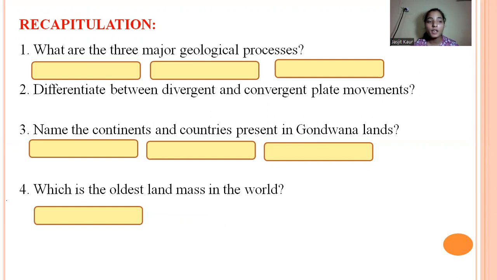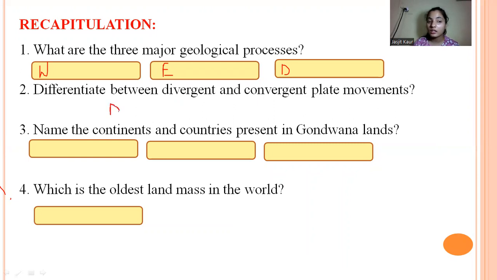Yes. So we have weathering, erosion, and deposition. Yes, very good students. So now tell me the difference between divergent and convergent plate movement. How is divergent plate movement different from convergent plate movement?